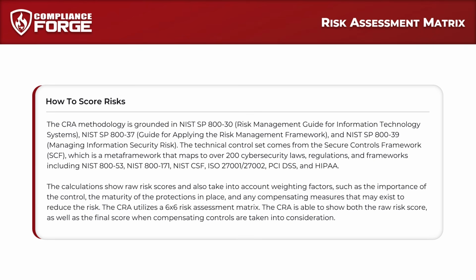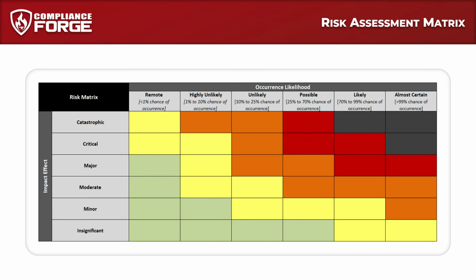The CRA utilizes a 6x6 risk assessment matrix. The calculations show raw risk scores and also take into account weighting factors, such as the importance of the control, the maturity of the protections in place, and any compensating measures that may exist to reduce the risk. The CRA is able to show both the raw risk score as well as the final score when compensating controls are taken into consideration. Here is the 6x6 risk assessment matrix at a glance.